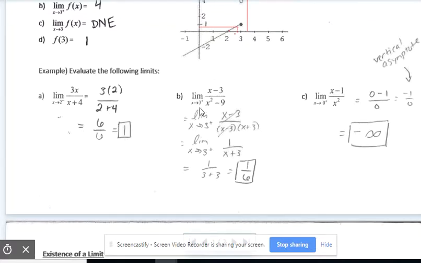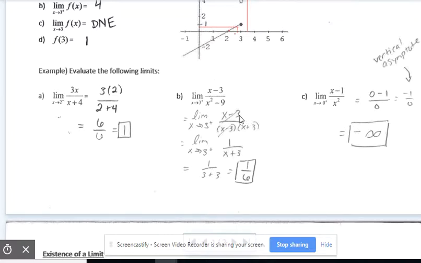Same idea, so this is x approaches 3 from the right. Now we didn't say this, but if we were to just plug 3 in here, we would get 0 over 0, which tells us that's the indeterminate form. That tells us that we need to try something else.